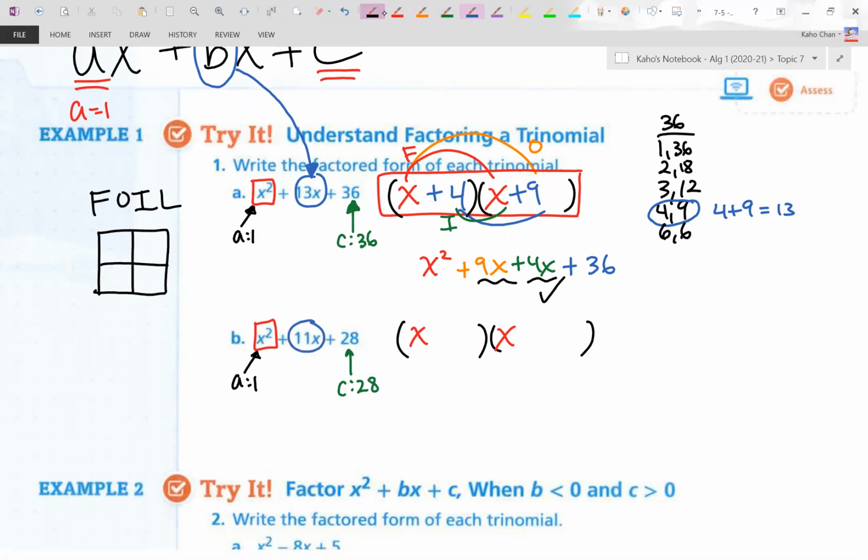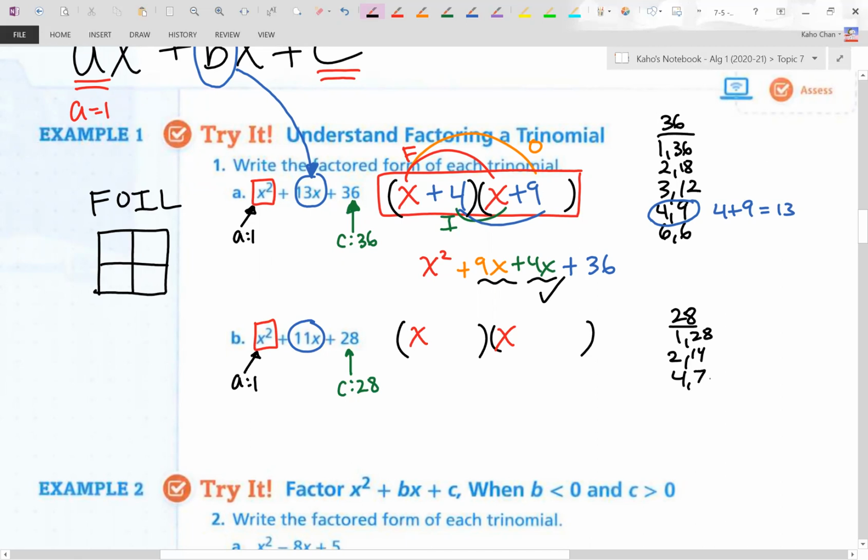So in your head, think of all the possible ways of getting 28 there. 1, 28. We're trying to get 11 here, right? 2, 14, 4, 7. Is that it? Yeah, there it is. 4 plus 7 is 11. My middle term there. That's what I'm shooting for. And when multiplied gives me 28. Put them in there and you're done. Yeah, not too bad, right? Not too bad at all.